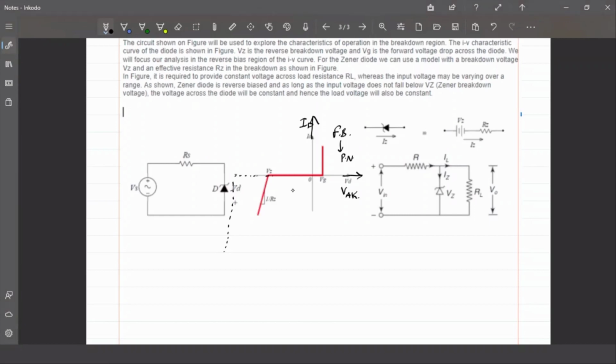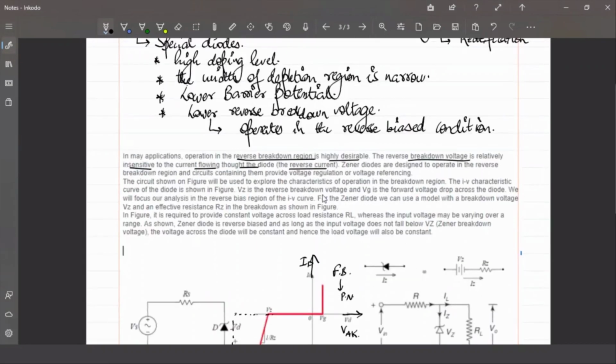Another important property which I mentioned and underlined here is that the reverse breakdown voltage, this Vz, is independent, or generally we call it insensitive, to the current flowing through the diode. That means it remains more or less constant. So these Zener diodes are designed to operate in the reverse breakdown region, and the circuits containing them provide voltage regulation or voltage referencing.